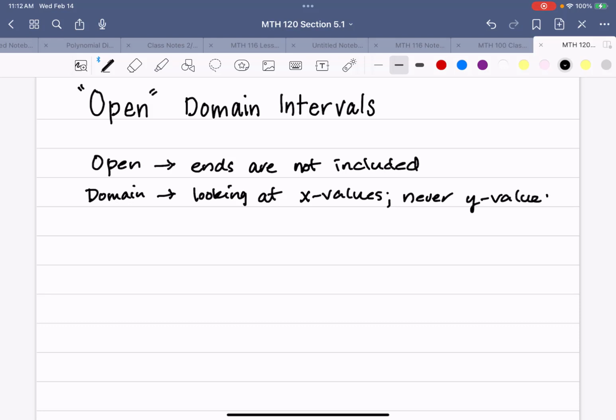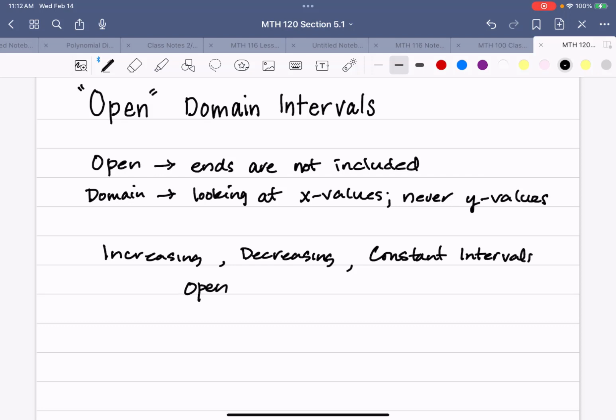Now, this is the requirement for describing increasing, decreasing, and constant intervals of a function. Okay? They're always open, meaning parentheses on both ends, not included, and using x values or domain values only.